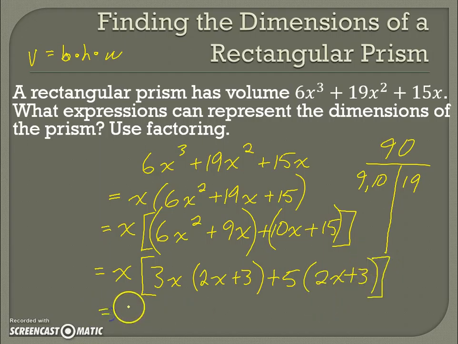And now I just rewrite it. So I have x, I'll put my 3x plus 5 first, and then I'll finish off with the 2x plus 3. All right, so that's what I got. Make sure you're taking good notes on that one. There's a few steps on these, so you need to be really, really careful.